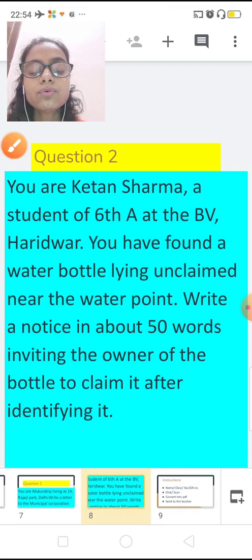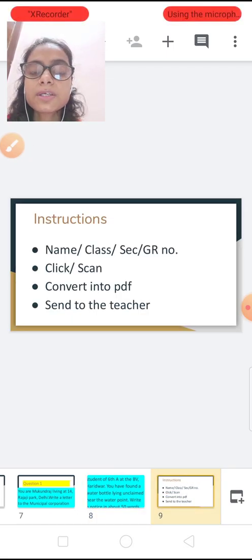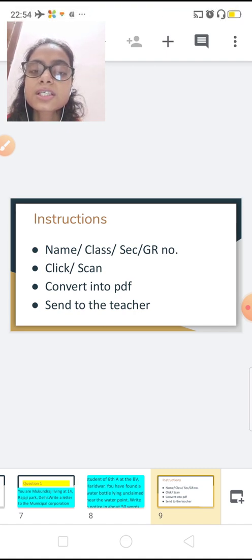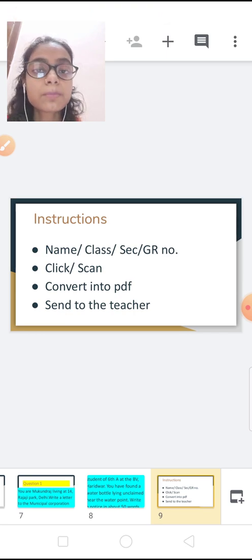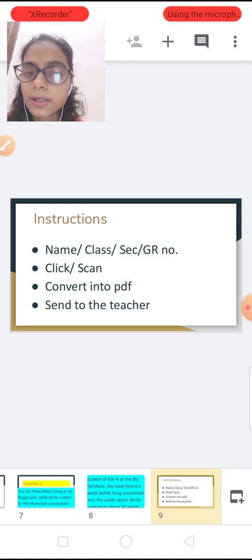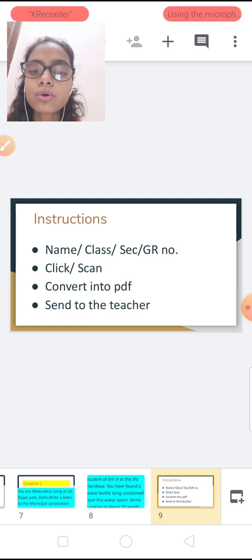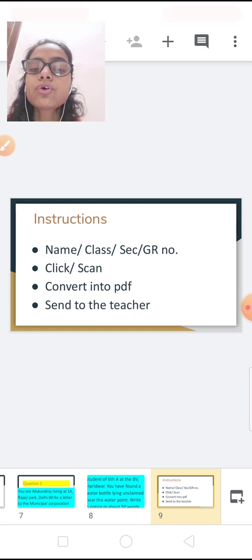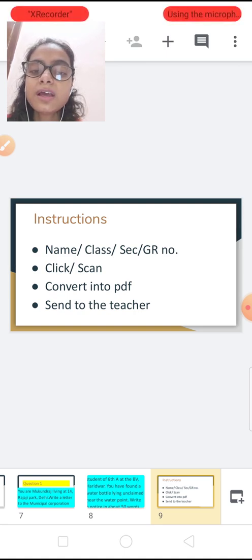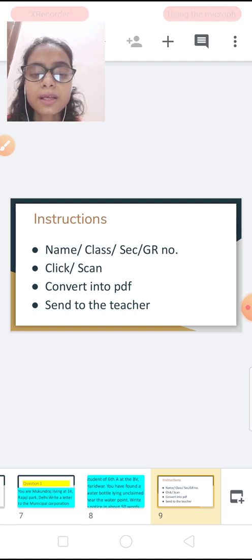For both activities, on the first page you have to write your name, class, section and GR number. Then after doing the letter and notice, I am repeating, both questions are compulsory. There is no option. After doing both questions, click a photo or scan, convert that into a PDF, and send it to the teacher. And this is an assignment of English for your internal assessment.